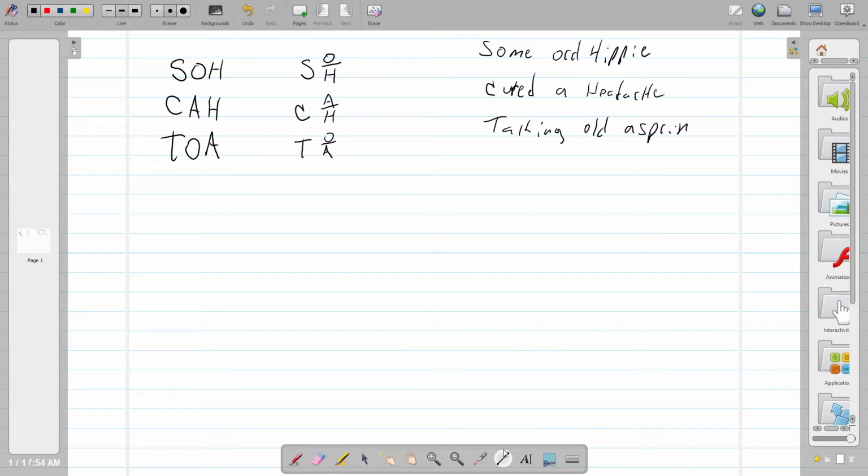So let me switch to this and draw a triangle. Okay, so here we have a right triangle, or near enough to one. There's my 90-degree angle, which makes it a right triangle.